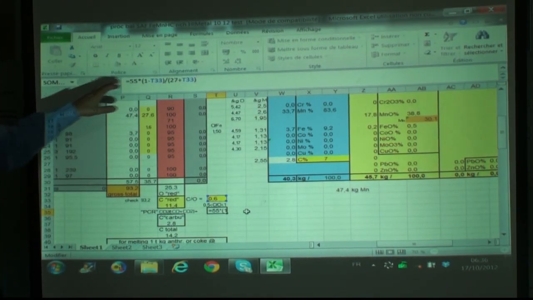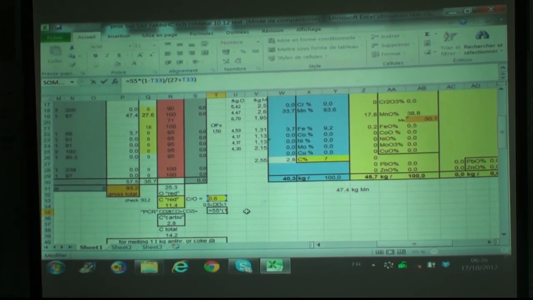But why these numbers? You can imagine the simple case: if I put here 1, PCR is 0 because you have only CO. And if I put 0.5, PCR is 100%. Okay?